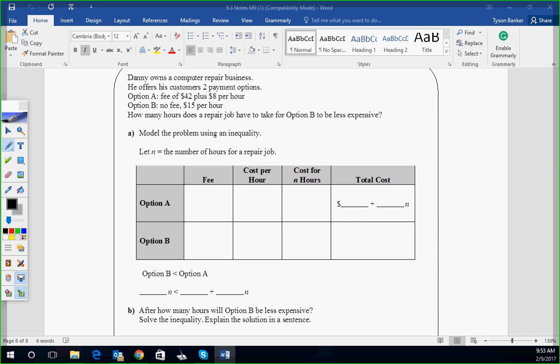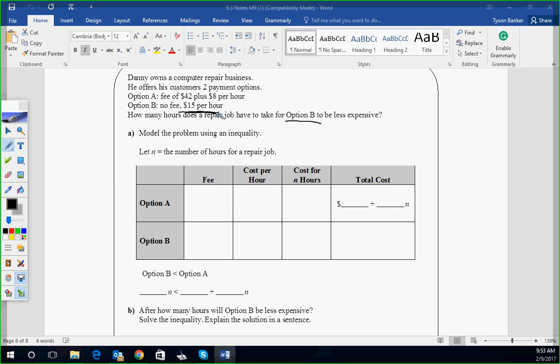So they want, actually, Connor, they want to know the breaking point. So how long until this is not a good deal anymore? Because $15 you're fine, but it's growing faster, right? No, I just said, and then how many hours until option B is less expensive? Yeah, so I guess that's right, yeah.